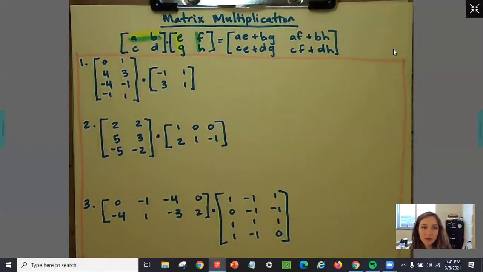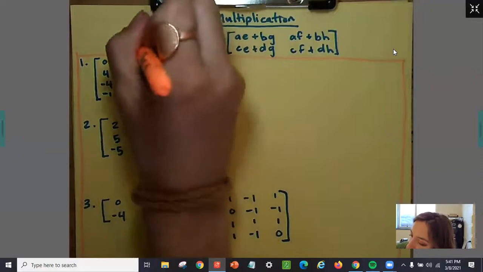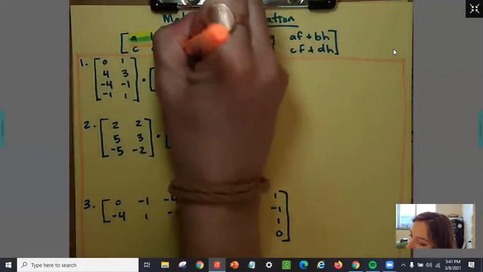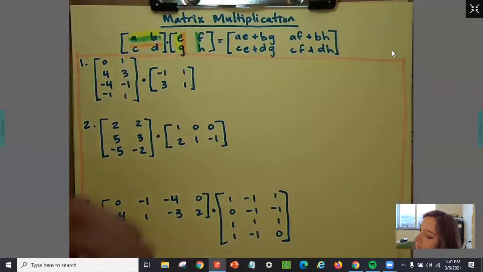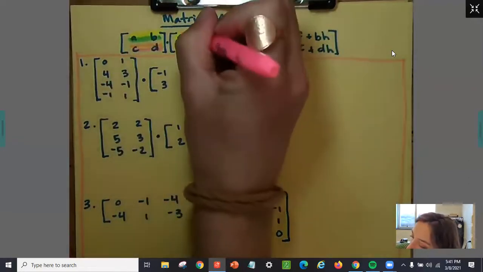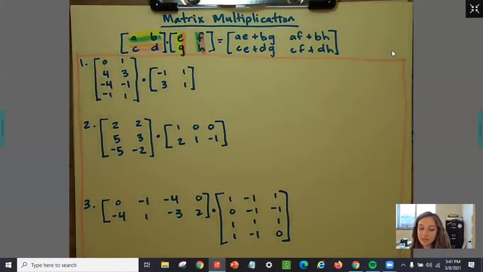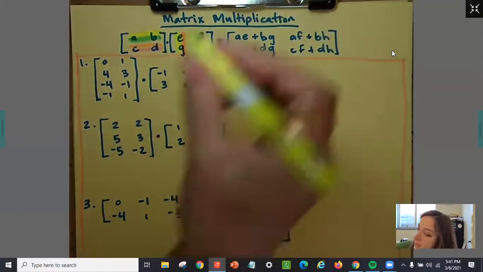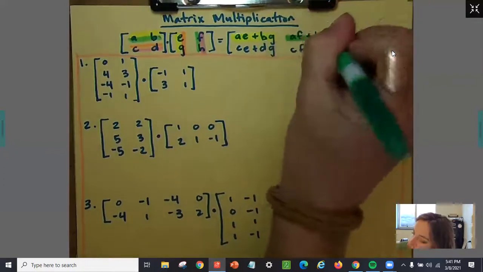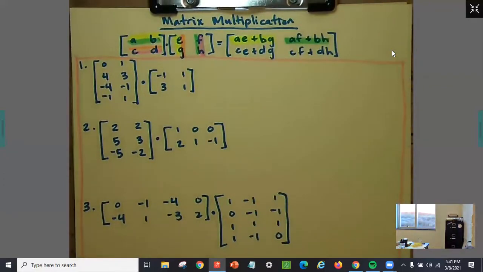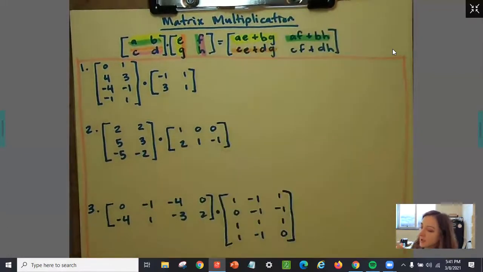Then we're going to be moving down, so C times E plus D times G. And the very last one is going to be C times F plus D times H. So that is where these things are coming from. A, E, B, G. A, F, B, H. Then we had C, E, D, G, and then C, F, D, H.